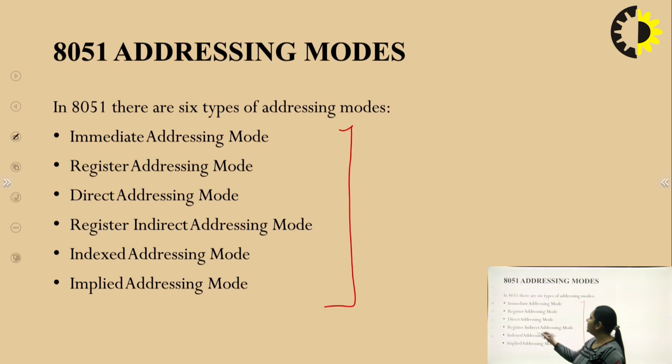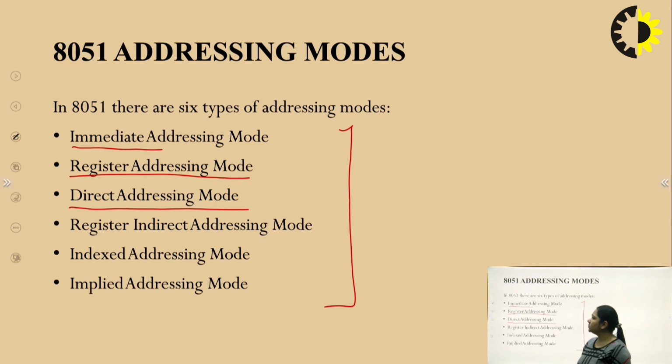First of all, immediate addressing mode. As the name suggests, immediate, the data or the location is directly given in the instruction itself. You can transfer immediately. You have the address or the data. Next is register addressing mode, when the data transfer or other operation is done between 2 registers only. That is why they are register addressing modes.